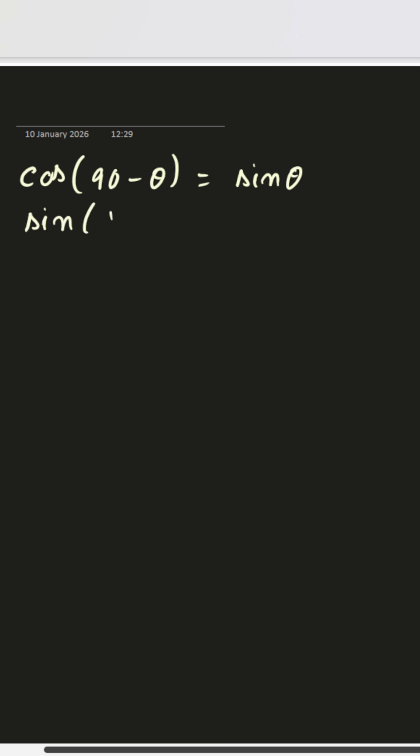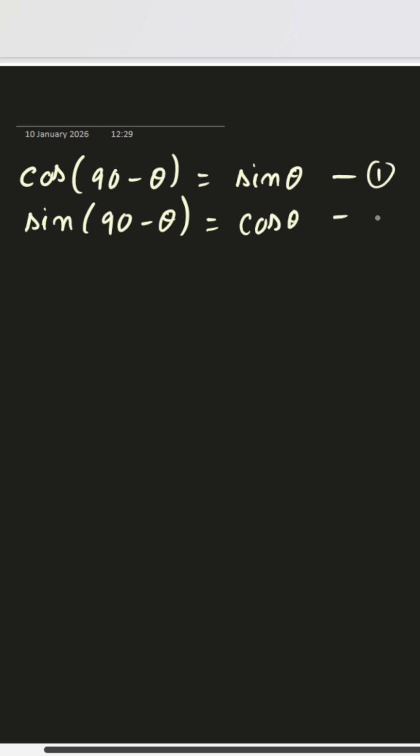Today we will be covering trigonometric ratios, the extended part of it, and then we will proceed to trigonometric identities. So we have to remember only a couple of things over here, which is cos of 90 minus theta is equal to sine theta, and we have sine of 90 minus theta is equal to cos theta.